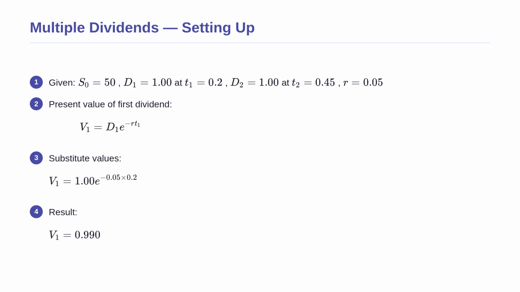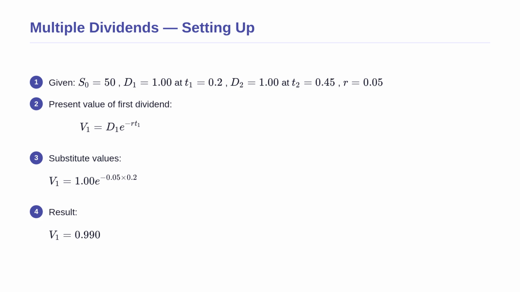Before we conclude, let us look at a slightly harder example involving multiple dividends. A stock is currently trading at $50. The company will pay a $1 dividend in 0.2 years and another $1 dividend in 0.45 years. The risk-free rate is 5%. We want to price a 6-month call option. Before using Black-Scholes, we must find the adjusted spot price. Our strategy is to calculate the present value of each dividend separately. We start with the first dividend.